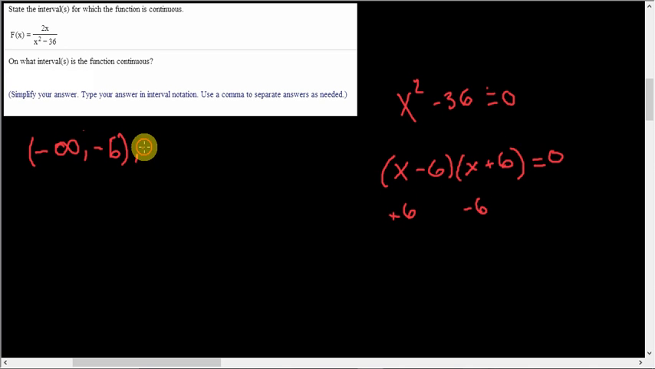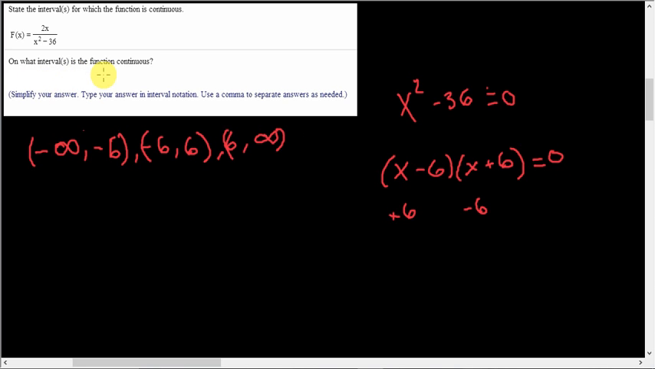And then we go from negative 6, not including it again, to 6. And then last, we go from 6 to infinity, which is just like saying all values of x greater than 6. Again, I forgot the parentheses on infinity. That's it. Very ugly drawing, but negative infinity to negative 6, negative 6 to 6, none of these are included, and 6 to infinity. Yep, that's it.